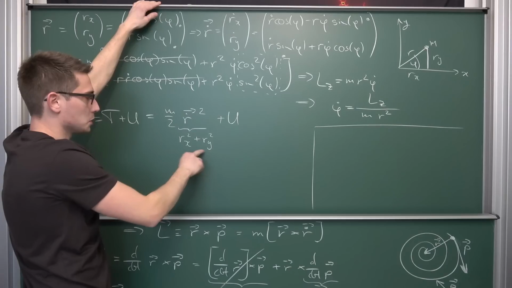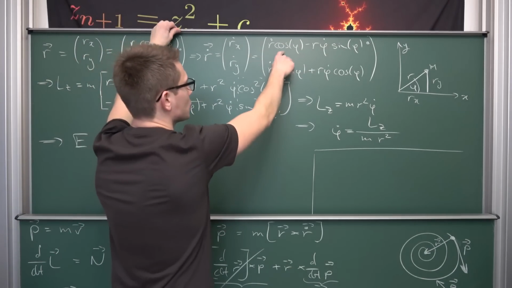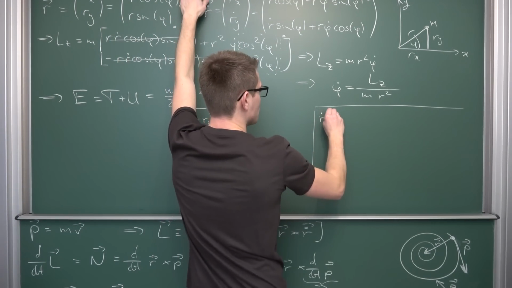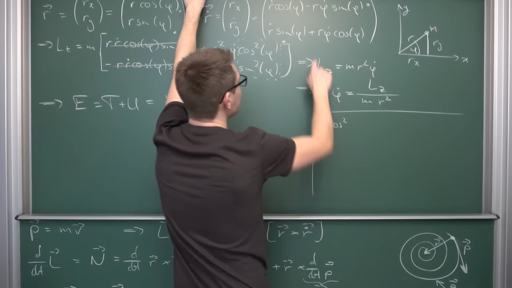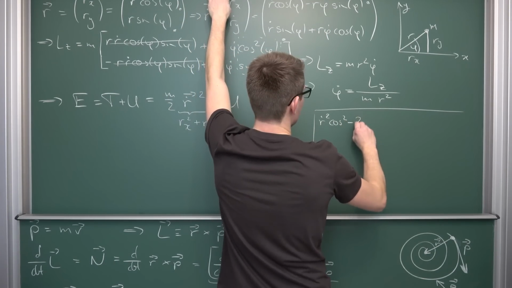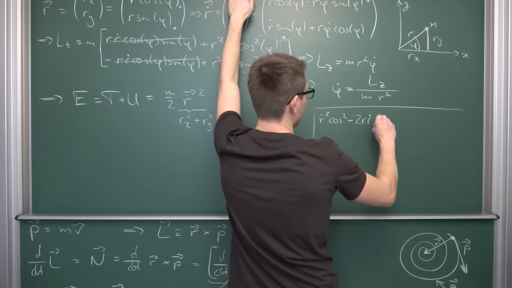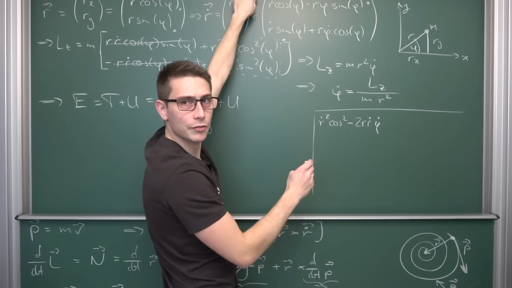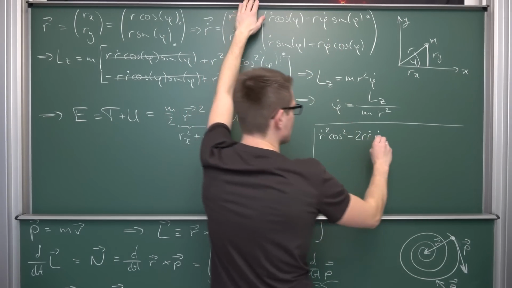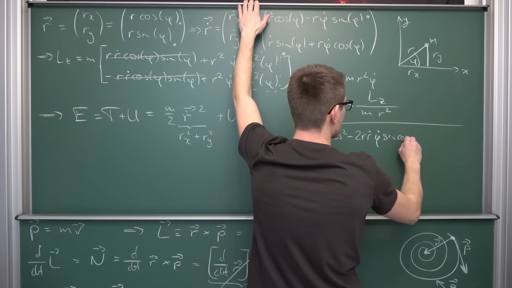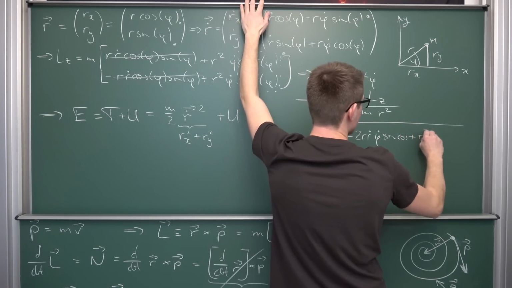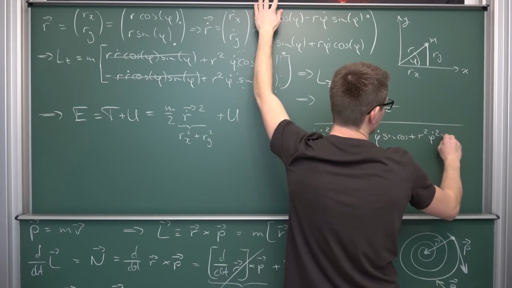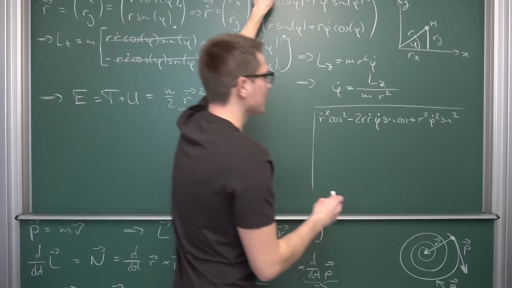So if we were to square those entries, that's going to turn into a mass. That's going to give us r dot squared cosine squared. And then negative 2 times r dot, just a binomial theorem, phi dot. Can you see everything? I do hope so. And then we are also going to get the sine times the cosine, and then we are going to add r squared phi dot squared sine squared to it. This has been the first part.